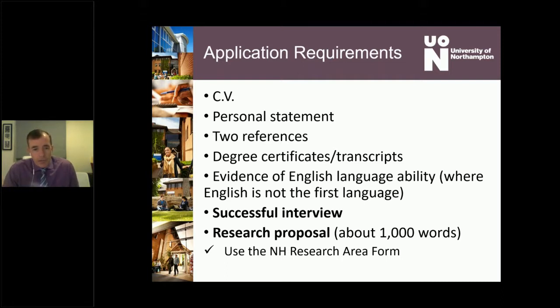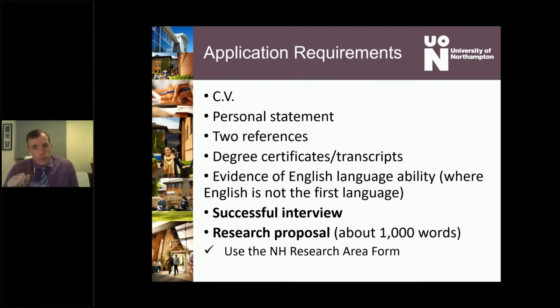Then there's the references, the certificates and transcripts are fairly straightforward. Evidence of English language if we need it. If your master's degree's in English, we wouldn't. But basically, your admissions documents will be looked at, and if we need that, you'll be asked for it. If not, it'll be fine.